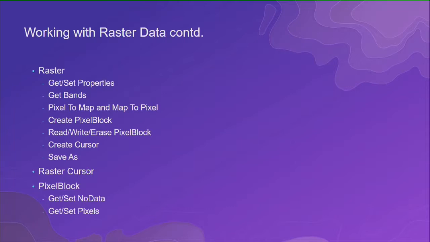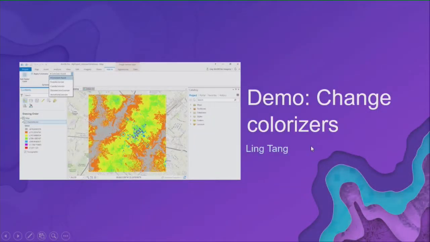So that was a brief summary of what's available in the ArcGIS Pro SDK if you want to work with rasters and imagery. Now let's dive straight into samples and code, and we'll show you what you can do with all these things. First up, Ling is going to talk about the new colorizer definitions and how they make it easier for you to work with colorizers.